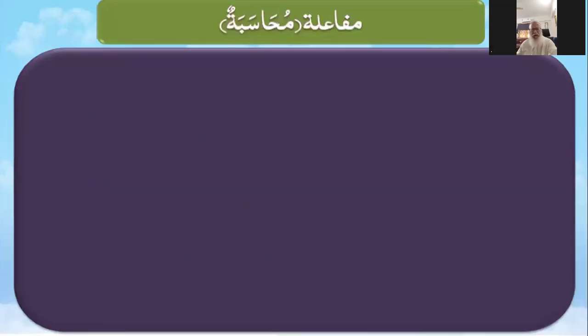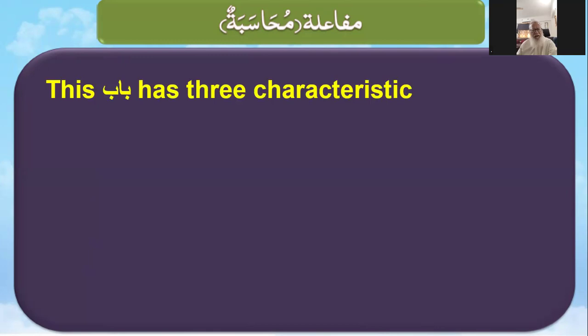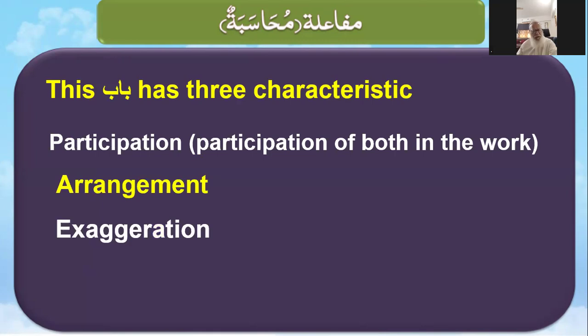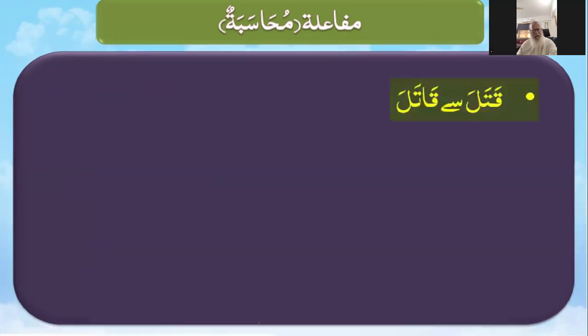Now, the next Bab is Mufa'ala. What is the example of Mufa'ala? Hasaba. Hasaba is the example, and the word is Muhasaba, and the Bab name is Mufa'ala. This Bab has only 3 characteristics. What? Participation, meaning this needs 2 parties to work with each other, arrangement and exaggeration.